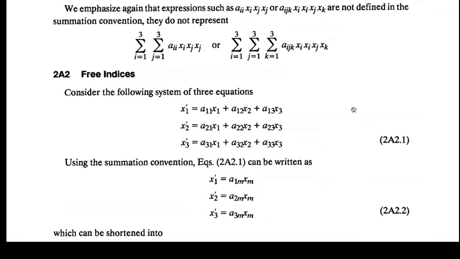What is a free index? Suppose we have 2a 2.1, this is a system of equations. Simply we have three equations. We can write x1 dash equals to this, x2 dash equals to this, and x3 dash equals to this.